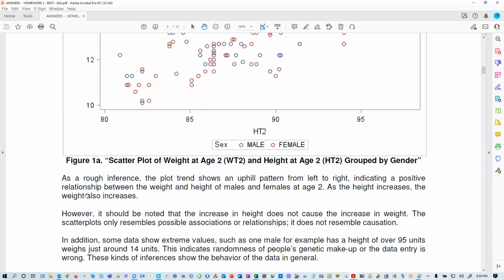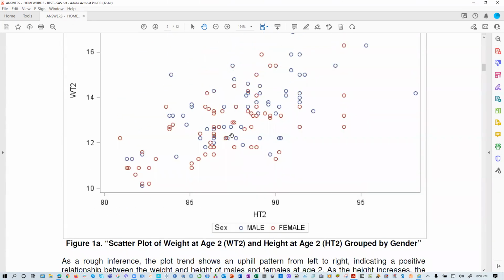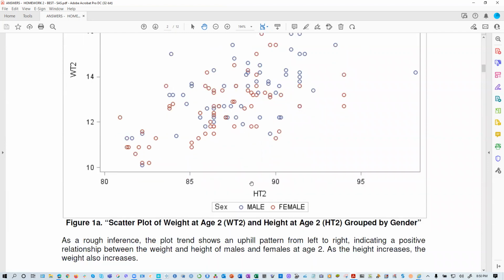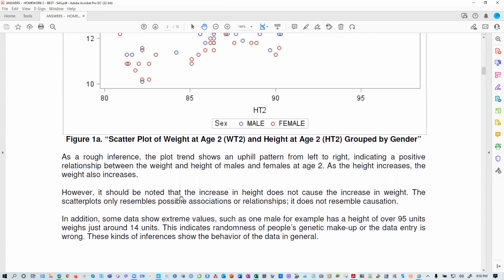As the height increases, the weight also increases. Whatever you see on this graph, the pattern, how it looks, the higher the value of HT2, the higher the value of WT2 for both males and females. However, it should be noted that the increase in height does not cause the increase in weight. That's a very good point.